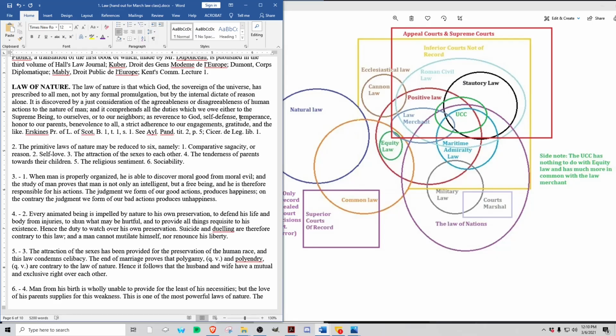Okay. So the primitive laws of nature may be reduced to 6, namely comparative sanguinity or reason, self-love, meaning you take care of yourself. That doesn't mean being ridiculously narcissistic. The attraction of the sexes to each other, meaning we're attracted to each other and we procreate and we make babies and we continue our species. The tenderness of parents towards their children, meaning also this is an aspect of the right of parents to protect their children against anything that would come upon them, to the death, literally.